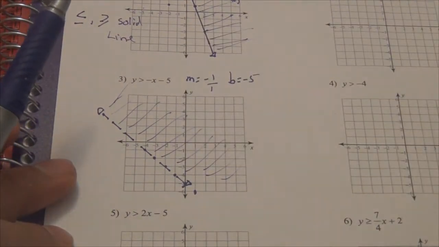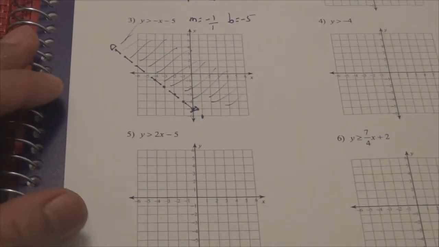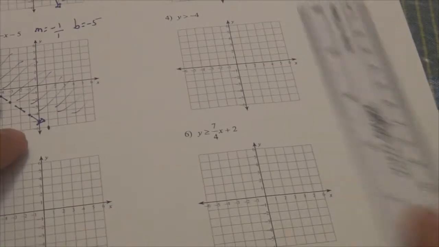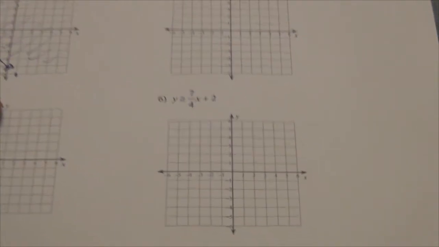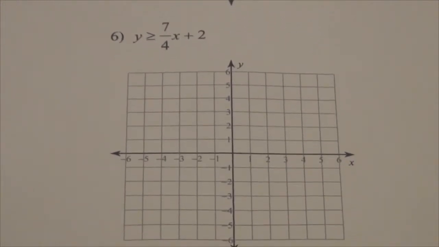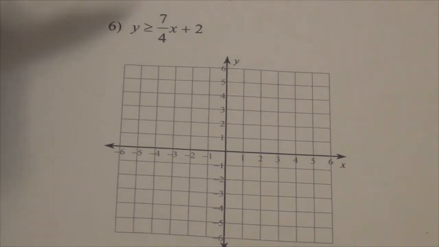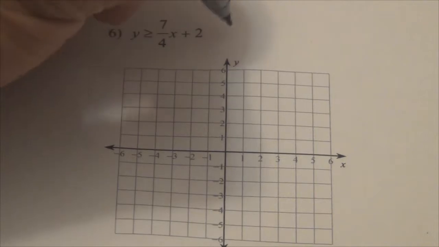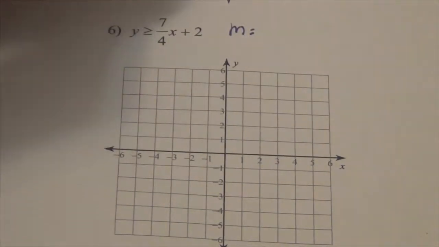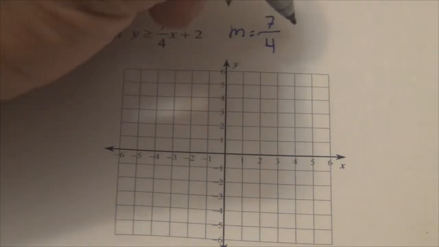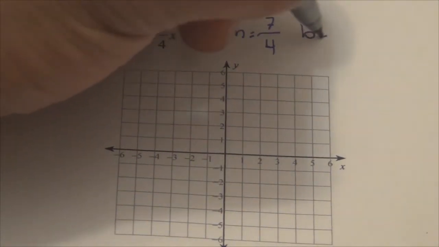I'm not gonna use the calculator anymore because I know how to graph without the calculator. I want to find one that is kind of difficult, and I think I just found one. Remember, if it's not solved for y, you have to solve for y. You already learned how to. So here, is it solved for y? Yes. So all I have to do is identify the slope and the y-intercept. The slope is positive 7/4, and the y-intercept is 2.